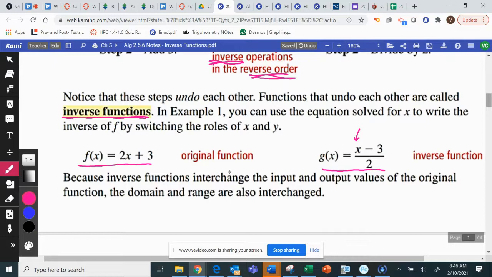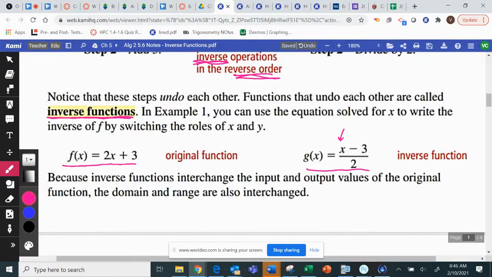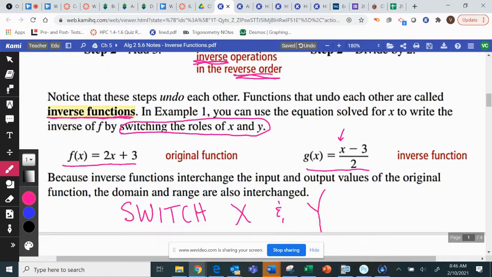Now, when we make inverse functions, we switch all the roles of x and y. We switch all the x's and y's. When we have inverse functions, we're going to switch x and y. And that's going to affect the domain and range as well, because those have to do with x and y. And we'll see all this with an actual example.